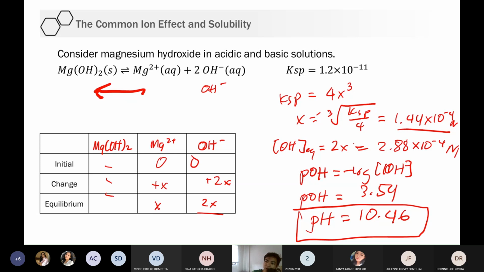Okay, so when you have a base and you put it in a basic solution, the precipitate will be less soluble because of the common ion effect. But if you place your precipitate in acidic solution, the equilibrium will be shifted to the right. Because the OH in your solution will be reduced as it reacts with H plus to produce water. So this precipitate will be more soluble.